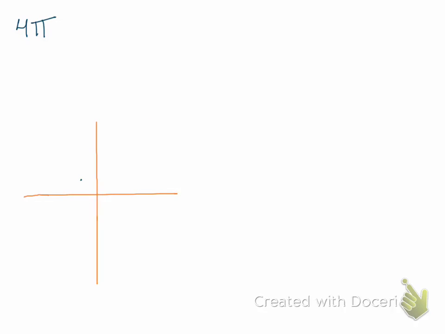4 pi. Uh-oh, this is in radians, not degrees like the other ones. No big deal, we know how to convert from the first video. So let's multiply by 180 over pi. Remember the pi's cancel, so it's really just 4 times 180, which gives me 720 degrees.